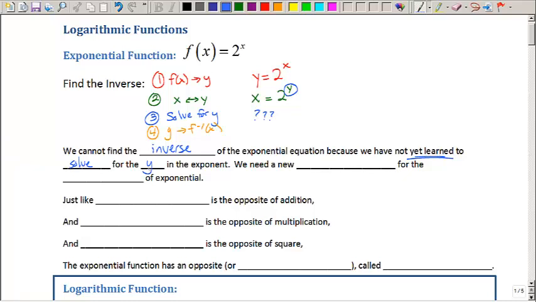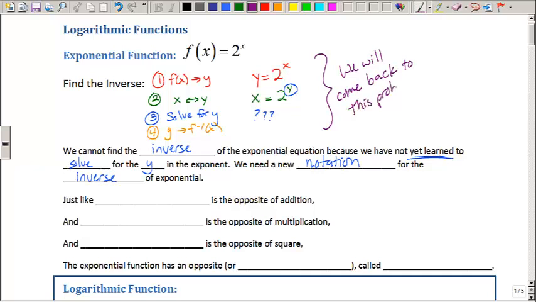I can't find the inverse of an exponential function because I can't get the y out of the exponent. So what we need is a new notation for the inverse of an exponential. I want you to understand that although we cannot solve this now, we will come back to this problem later in this section. But for now, we need to take a little deviation and just learn that new notation before we can actually come back and find the inverse that we were looking for.